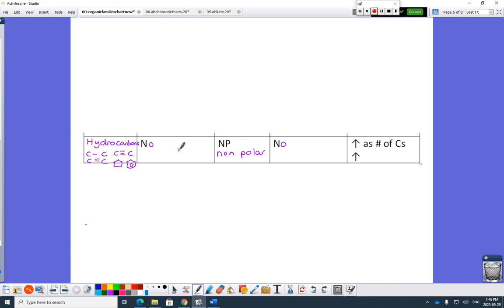So at the top here, do they form hydrogen bonds? No. Are they polar or nonpolar? NP stands for nonpolar. Are they soluble in water? No, because they're not polar. And then how does the melting and boiling point, are they affected? Because it's only dispersion forces, then you have to look for the number of carbons.